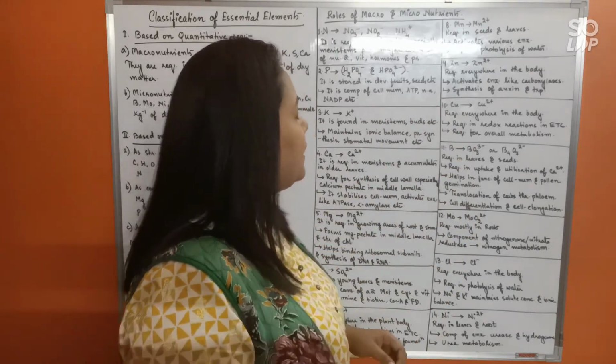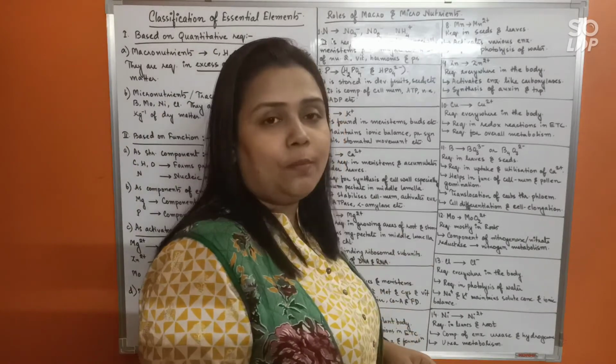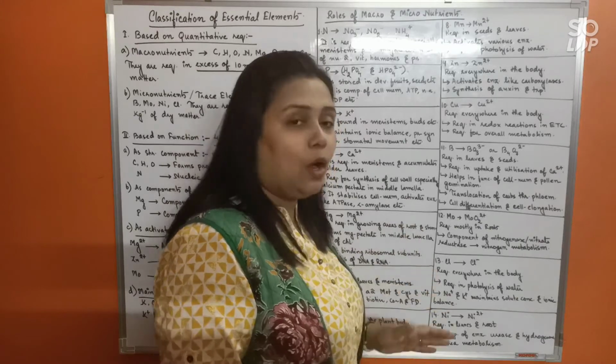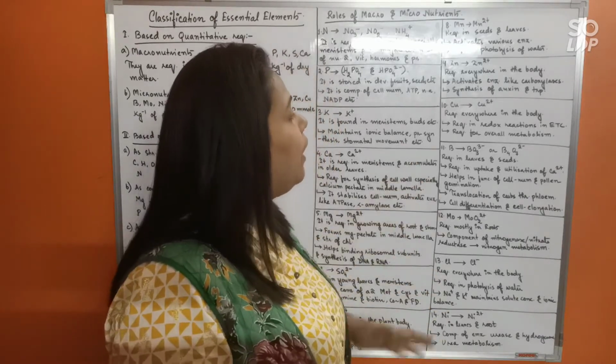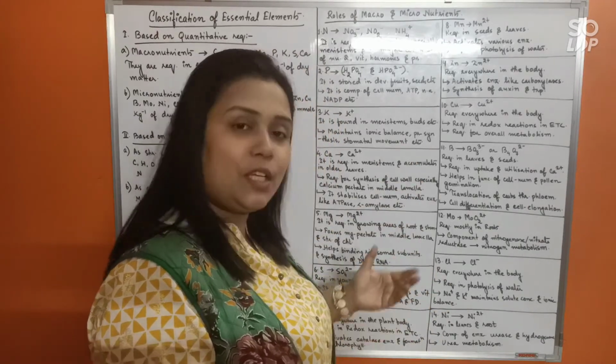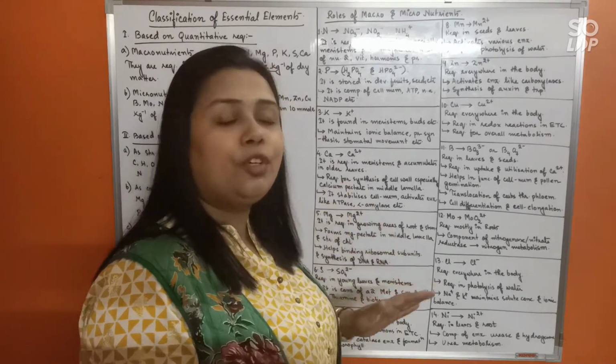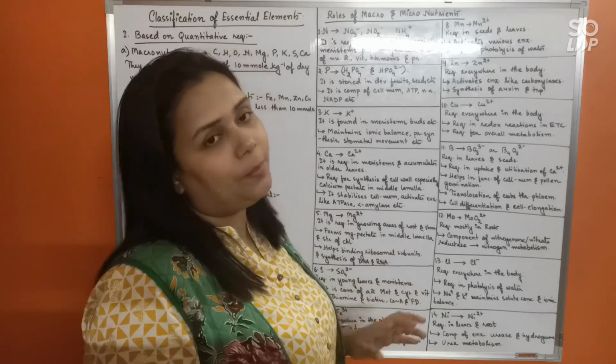Okay. Next, copper. Copper is absorbed as Cu2+. It is required everywhere in the body. Now, for the functions, it is required in redox reactions in ETC, just like in case of iron, and it is required for overall growth and metabolism of the plant body.